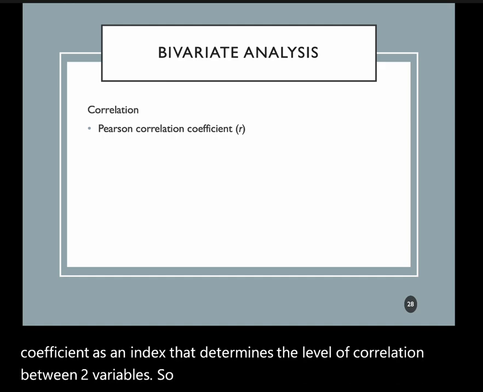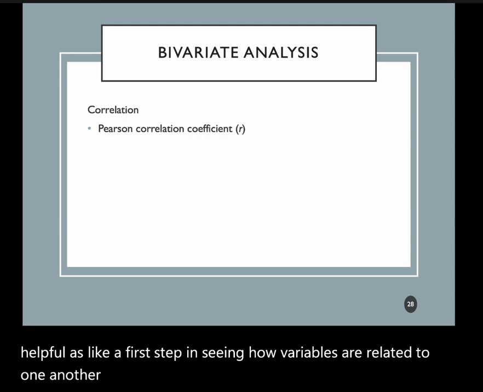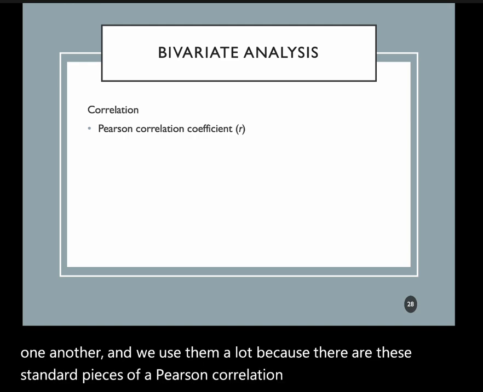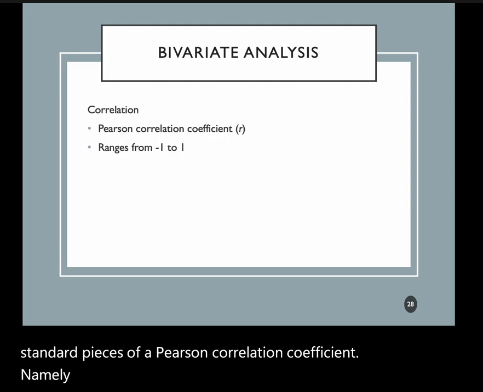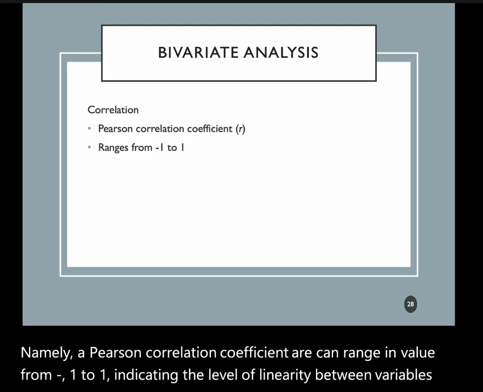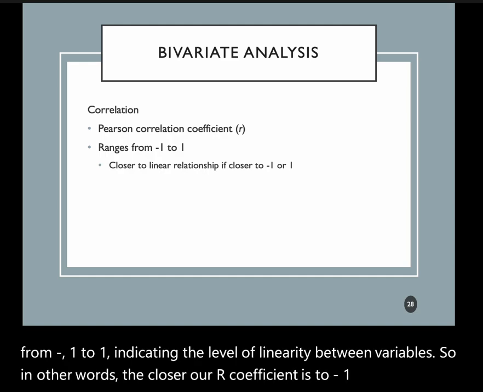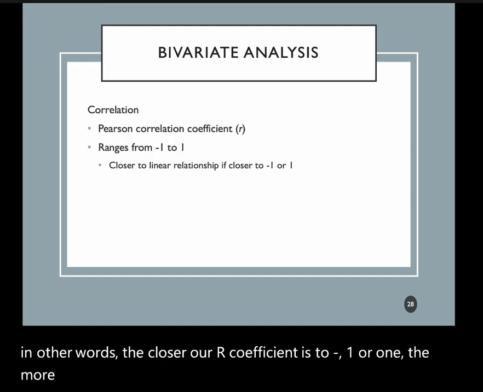So a Pearson correlation coefficient is really helpful as a first step in seeing how variables are related to one another. And we use them a lot because there are these standard pieces of a Pearson correlation coefficient. Namely, a Pearson correlation coefficient R can range in value from -1 to 1, indicating the level of linearity between variables. So, in other words, the closer our R coefficient is to -1 or 1, the more closely that relationship resembles a linear relationship.